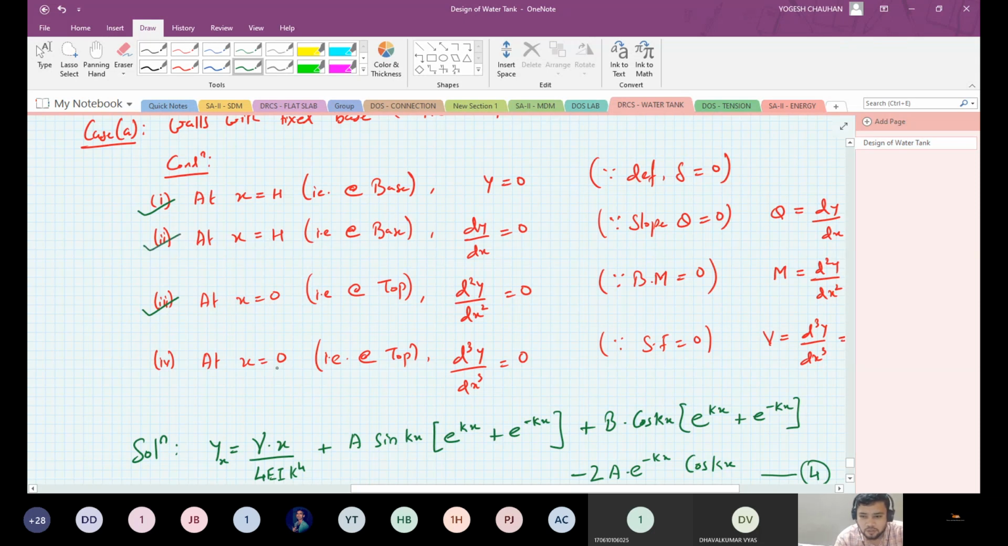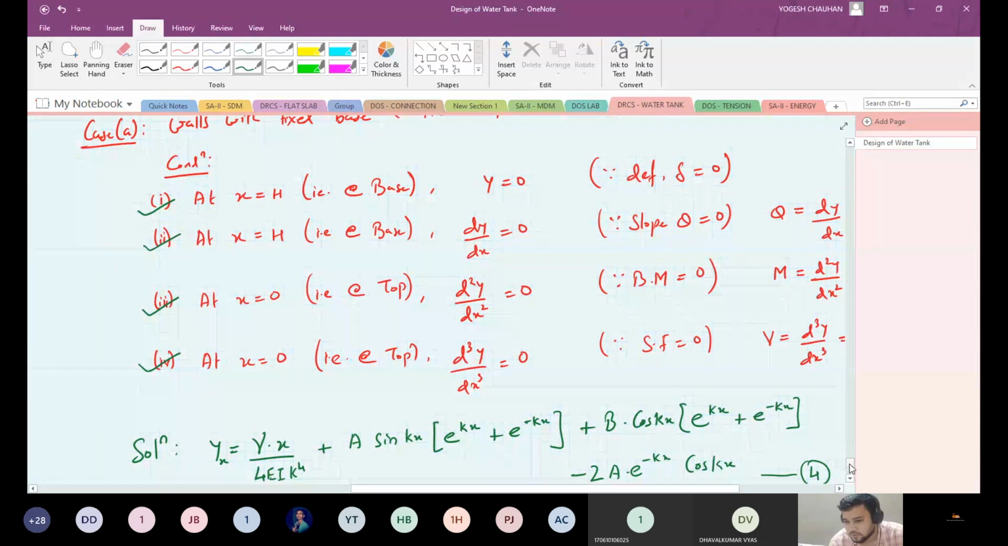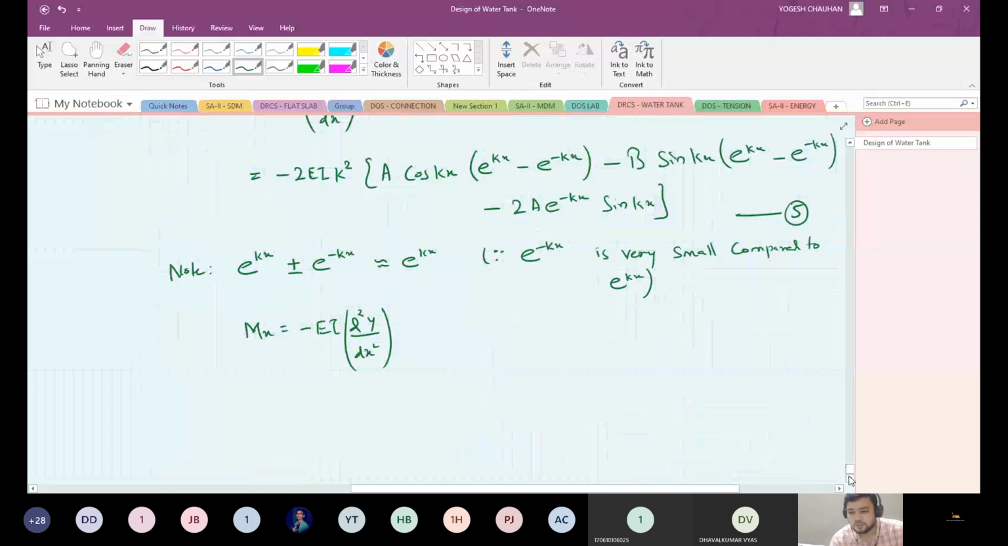You differentiate the fifth expression one more time, you will get the shear force, equate it to 0 and substitute the value of x equals 0, and you will get one more expression. So out of all these four expressions, you will get the values of the unknowns. Okay, so this is how you can solve tanks with fixed base.